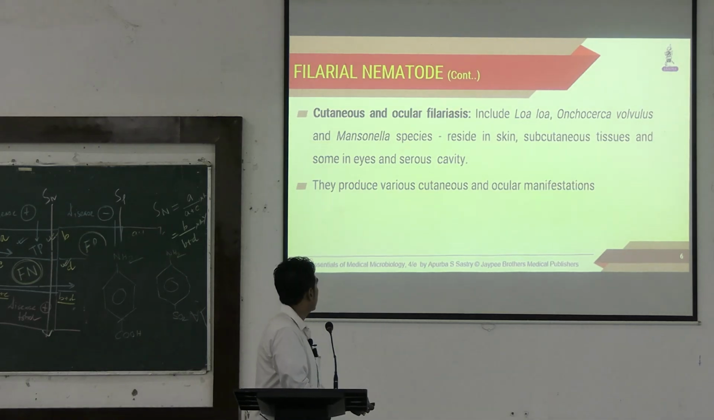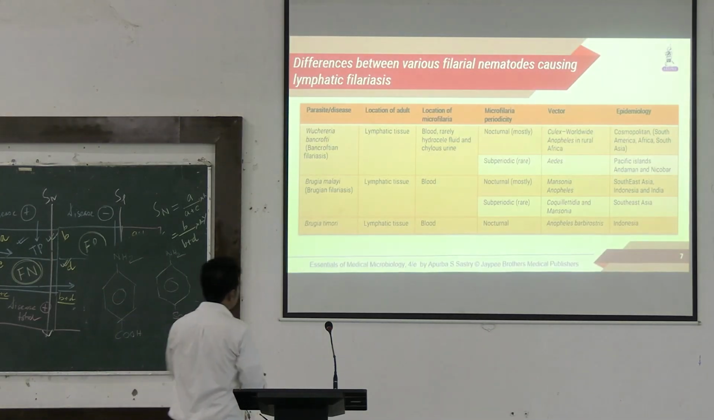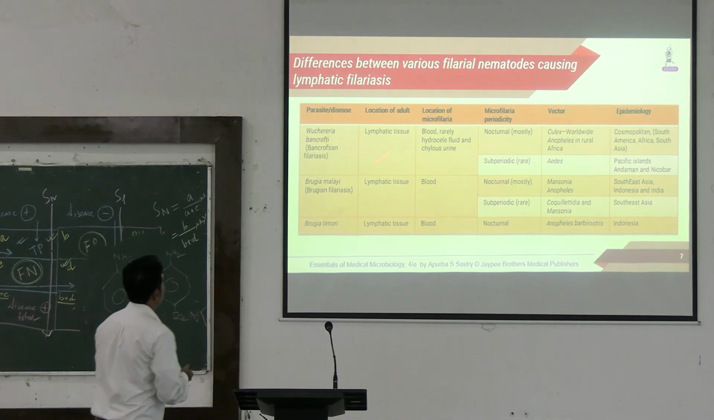Loa, Onchocerca volvulus and Mansonella species. These are asked in your viva. You have to learn this chart by heart for your viva. The differences between various filarial nematodes.